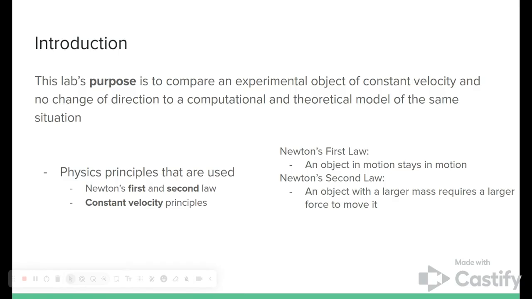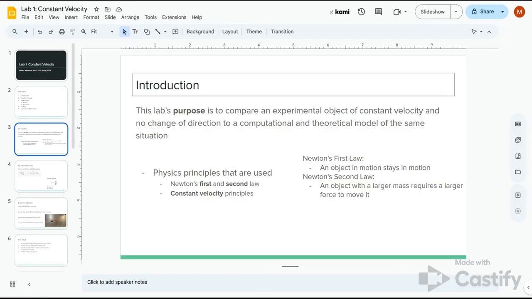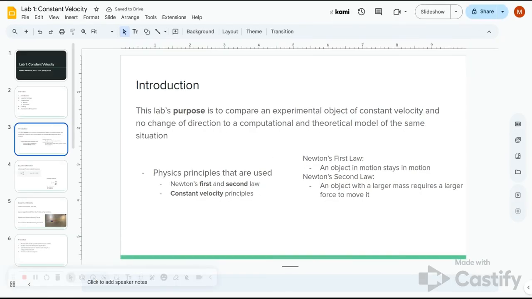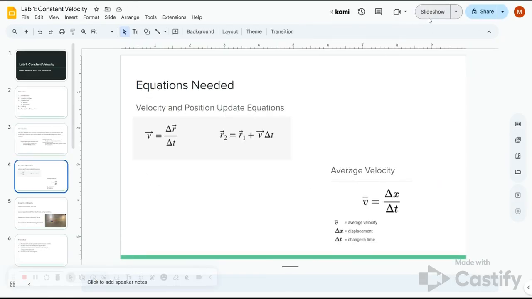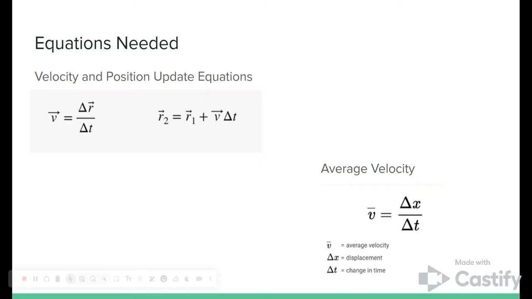So, the purpose of this lab was to compare an experimental object of constant velocity and no change in direction to both a computational and theoretical model of modeling the same situation. So, we use Newton's first and second law and then constant velocity principles. And Newton's first law, as a reminder, is an object in motion stays in motion. And second law is an object with larger mass requires a larger force to move it. So the equations we used were the velocity and position update equations as well as the average velocity equation.